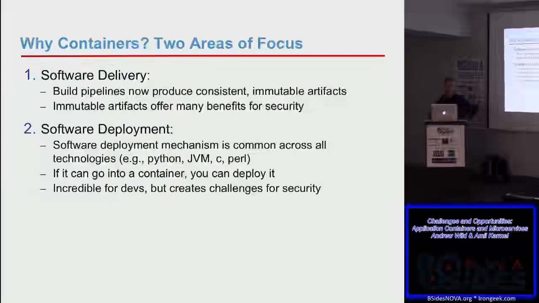So based upon where we are, why containers? Well, a couple of things. It really speeds up software delivery. We now can have build pipelines that ensure consistent, immutable artifacts, and immutable artifacts have significant security benefits. If I know that it's not changing after I push it out, why wouldn't I push all my security checks into the build pipeline and do them up front before my image is released? For software deployment, we get common mechanisms and we can automate tremendously.